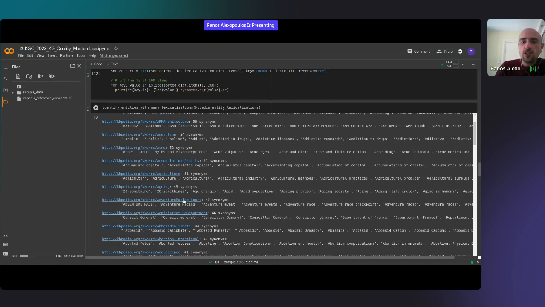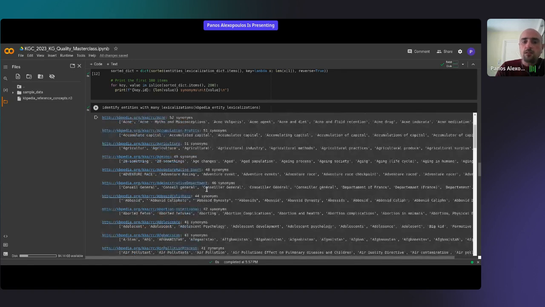Because event is more generic than a sport, which means that this lexicalization here is not really a synonym of this. It's most likely a hypernym of the main entity. And you can definitely find additional examples. So you can already see that with a very simple count query, based on the intuition that real synonyms are rare, we can already identify quality issues.